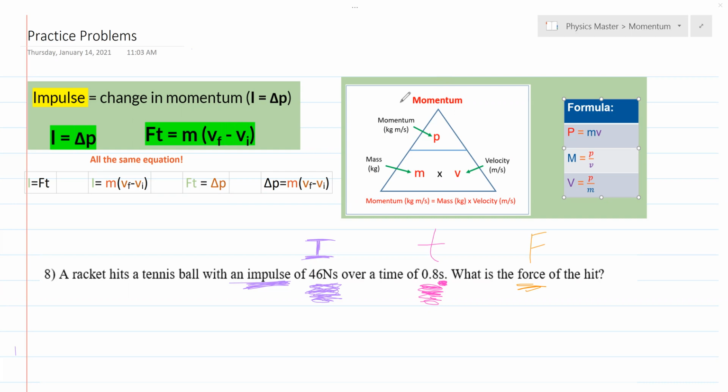Yep, we just need I, T, and F. Do you guys see anything that has just I, T, and F? I'll take anybody. I equals FT. All right, Anaya says I equals FT. I do see that. It's right here.